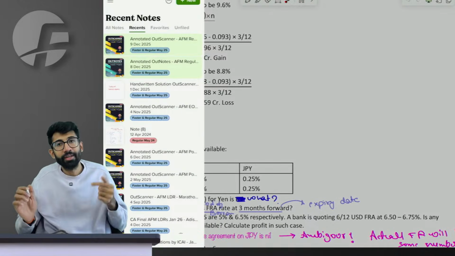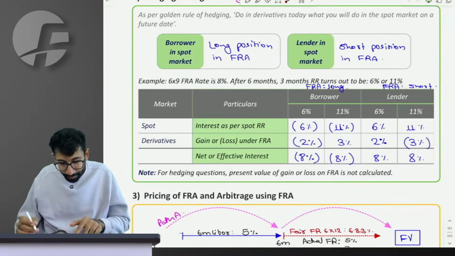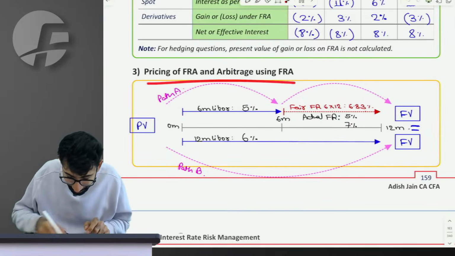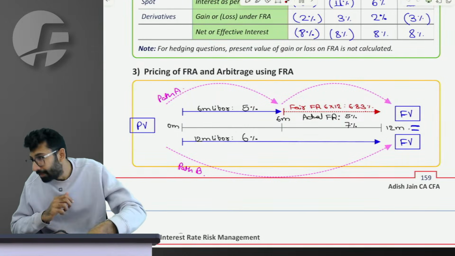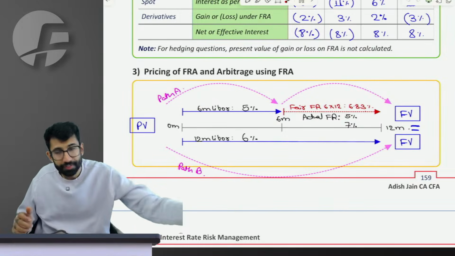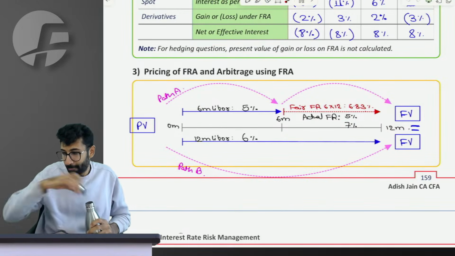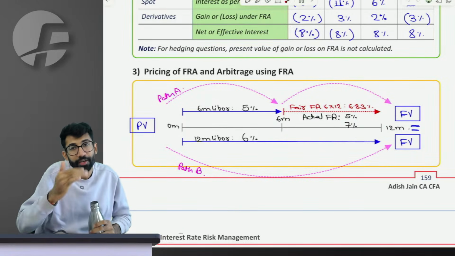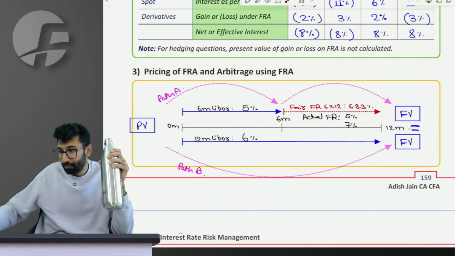To be able to solve the next question, I'll have to teach you the next concept, which is pricing on FRA. Again everyone, this particular concept relates to fixed income security, where we learn to calculate forward rates using spot rate. Just give me a minute, I'll try to teach you.